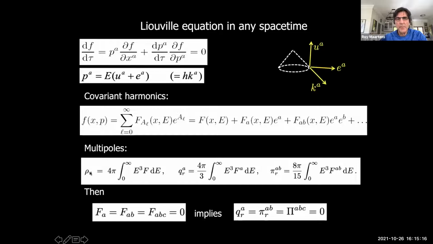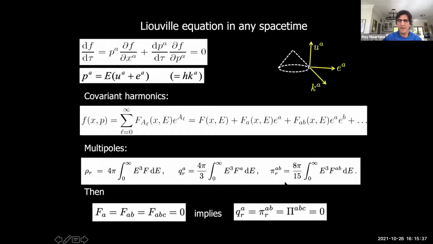The monopole gives me the energy density of the radiation. The dipole gives me the momentum flux. The quadrupole gives me the anisotropic stress. So the theorem's assumptions are the vanishing of the first three multipoles, which implies the vanishing of Q, pi, and capital Pi above here.